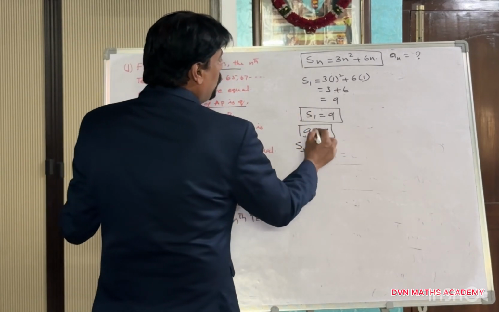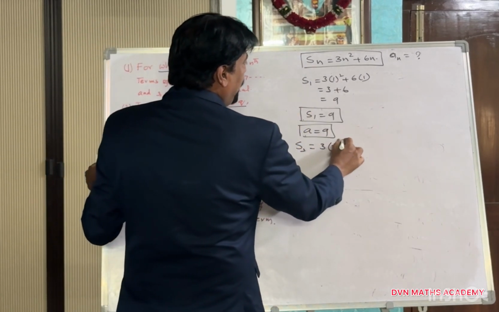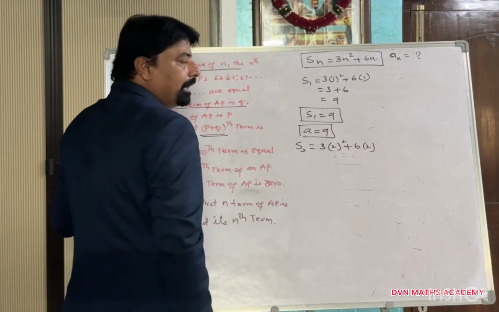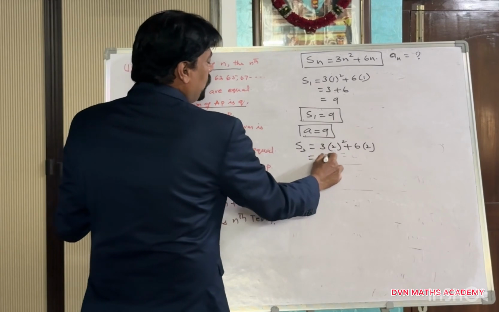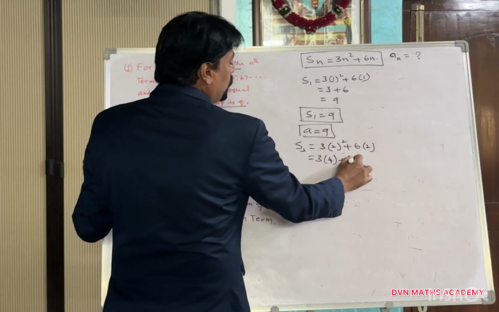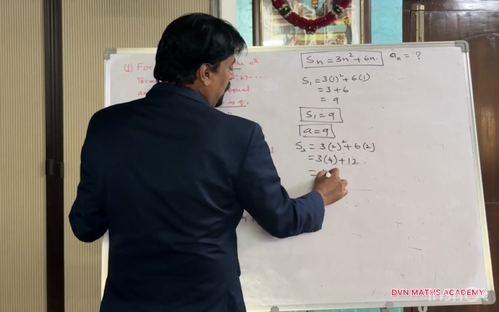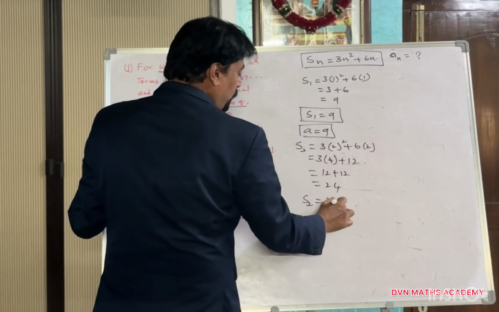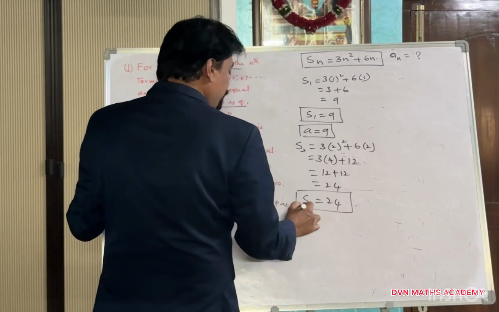Therefore S2 is equal to what? 3 into 2 square plus 6 into 2. I just put n equal to 2 in the given formula. So this is 3 into 4 plus 6 into 2, which is 12. 12 plus 12 is 24. S2 is equal to 24. So this is the sum of two terms.